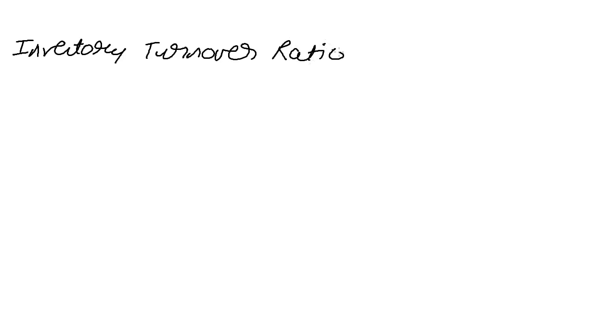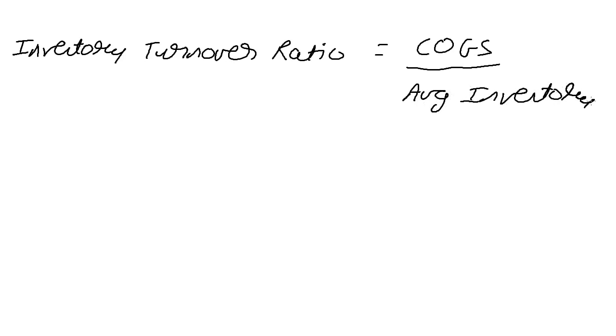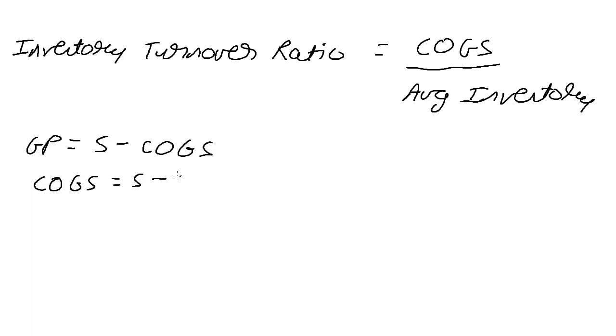Now, we have the inventory turnover ratio. Keep in mind, inventory is valued at cost. So instead of showing sales, we show cost of goods sold upon average inventory. How to calculate cost of goods sold? You should already know. I'm still writing down the formula here one more time. First of all, gross profit is equal to sales minus cost of goods sold. So in that way, cost of goods sold is equal to sales minus gross profit.